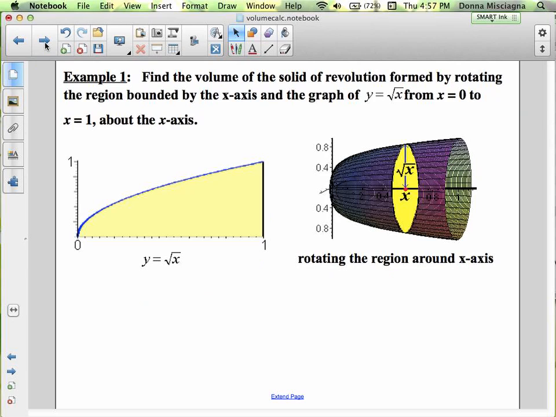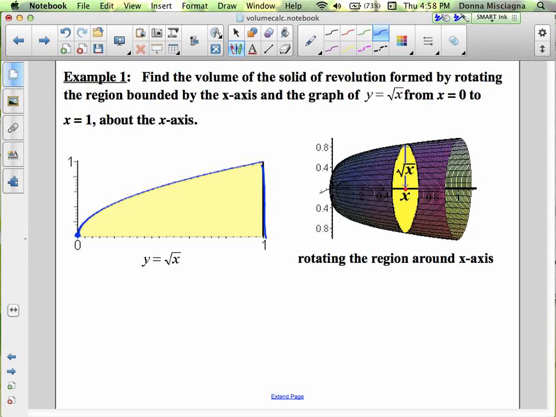All right, so we want to find the volume of the solid of revolution formed by rotating the region bounded by the x-axis and the graph of y equals the square root of x from 0 to 1 about the x-axis. The function intersects the x-axis at 0, and the line x equals 1 intersects the x-axis. Since our function touches the axis of revolution, this is going to be a disk, not a washer. There's no hole. And if we rotate it, you get that lovely picture over there.